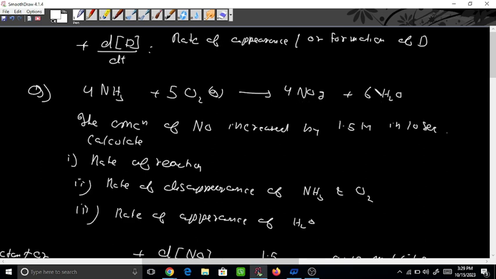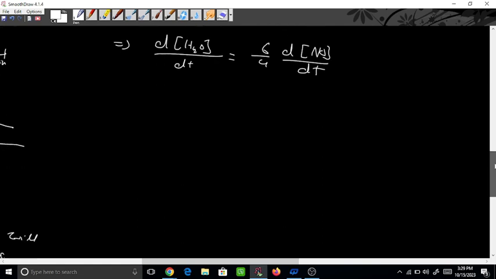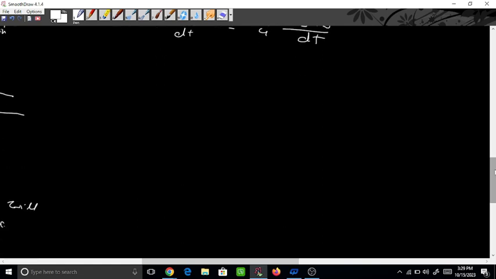Is this okay? Right. So these types of problems you can get in any book. You can just solve, or I will provide you. Even in NCERT you will get these kinds of problems. Okay, fine. Then we will move to the next topic, that is law of mass action.